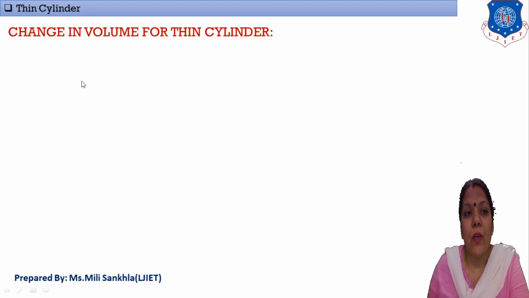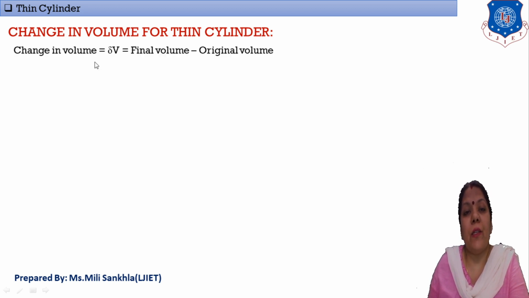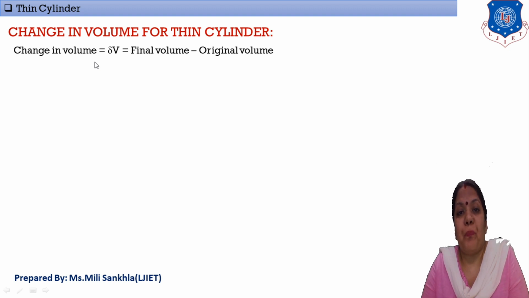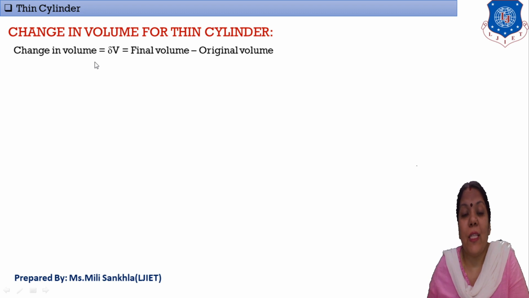First of all, here we find the change in volume. Before starting this derivation, what is change in volume? The notation for change in volume is del V, and it is the difference between the final volume and the original volume.